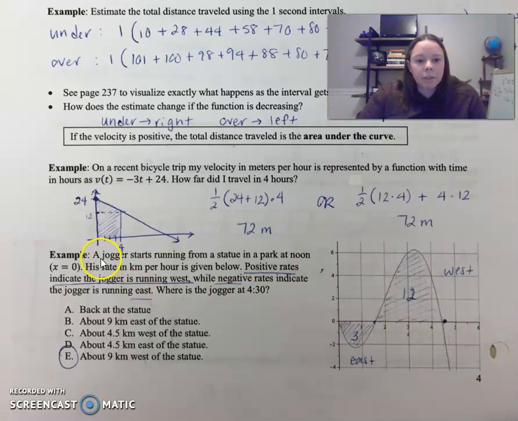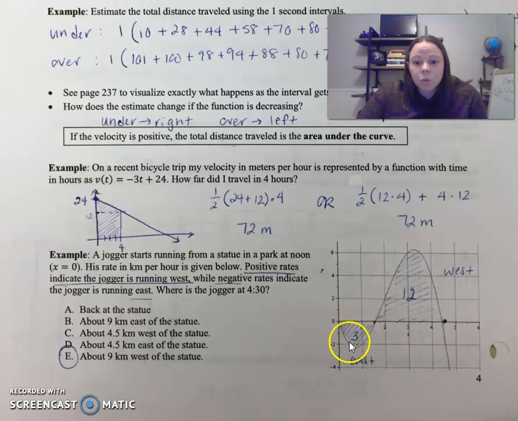All right, and then one more little example down here. So a jogger starts running from a statue in the park at noon. So when x equals 0, his rate in kilometers per hour is given below. Positive rates indicate the jogger's running west, and negative rates indicate the jogger's running east. Where is the jogger at 4:30? All right, so key thing is these represent the rates. So the area from the derivative graph here to the x-axis will tell us how far that runner has traveled.